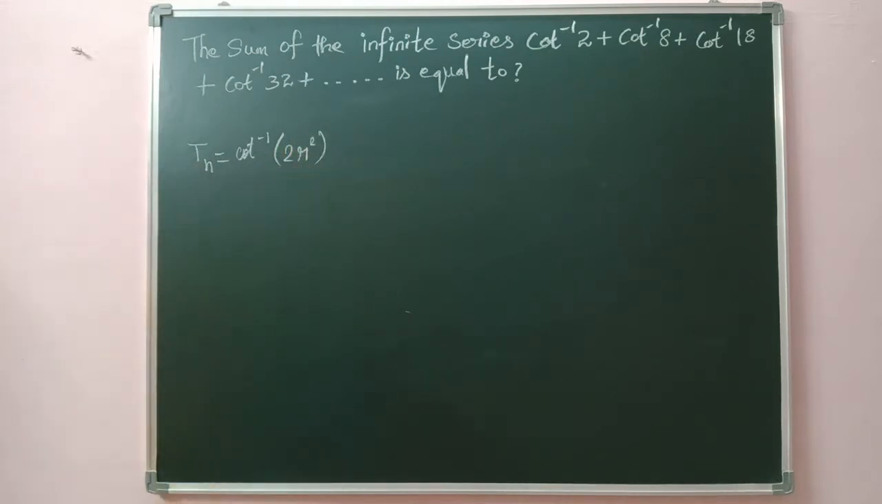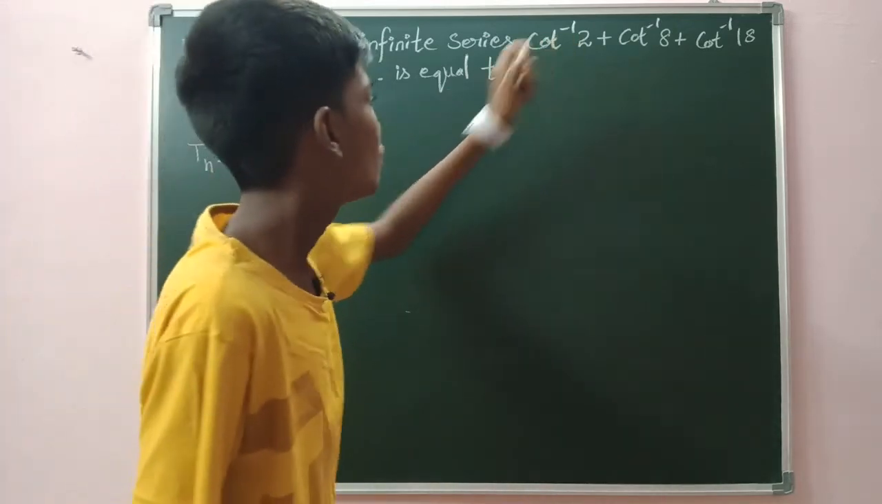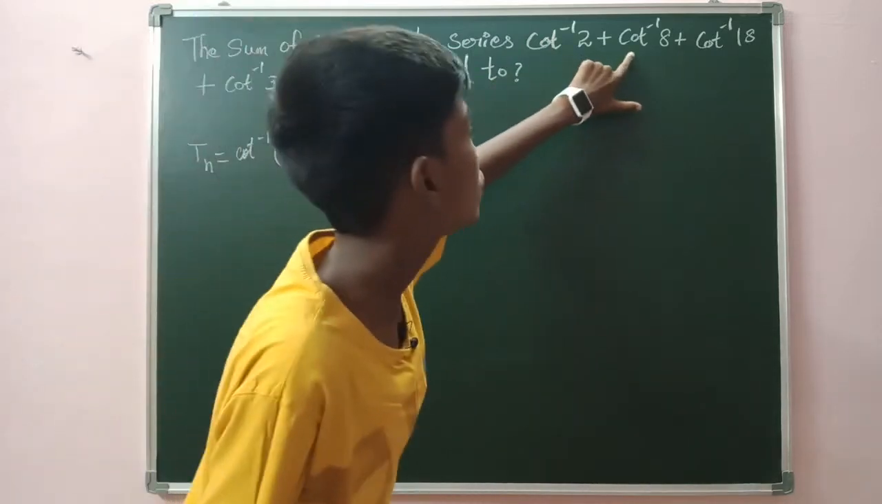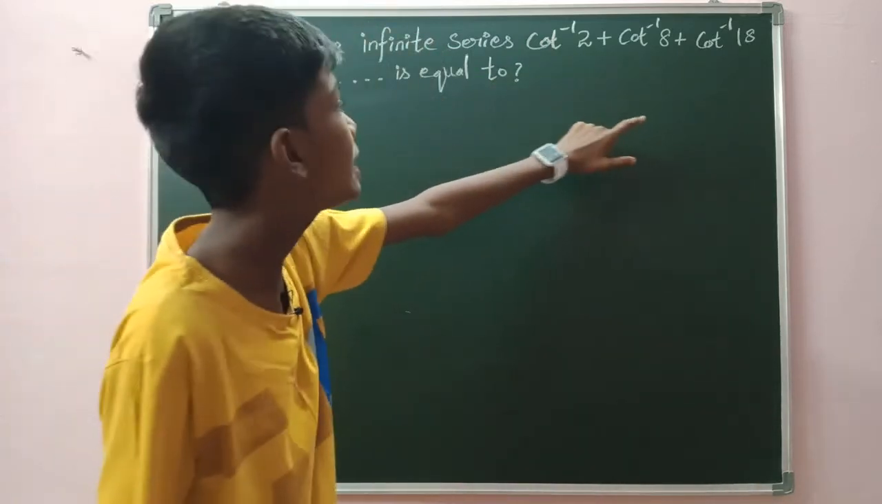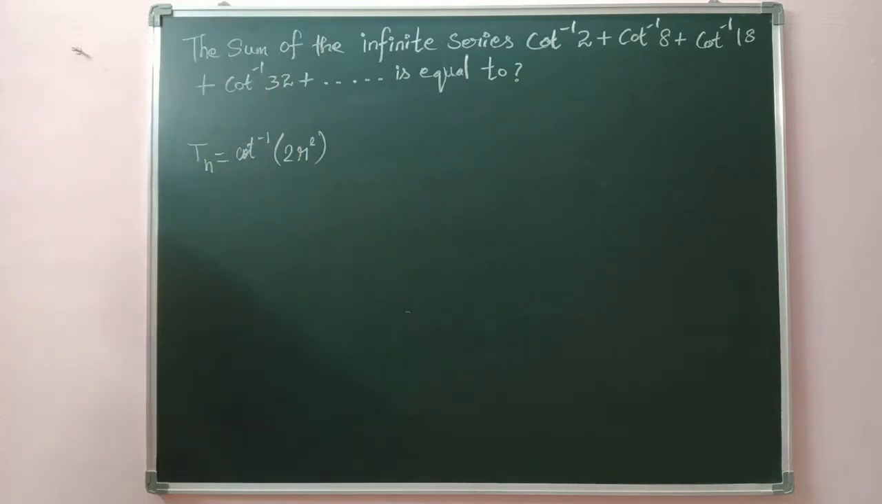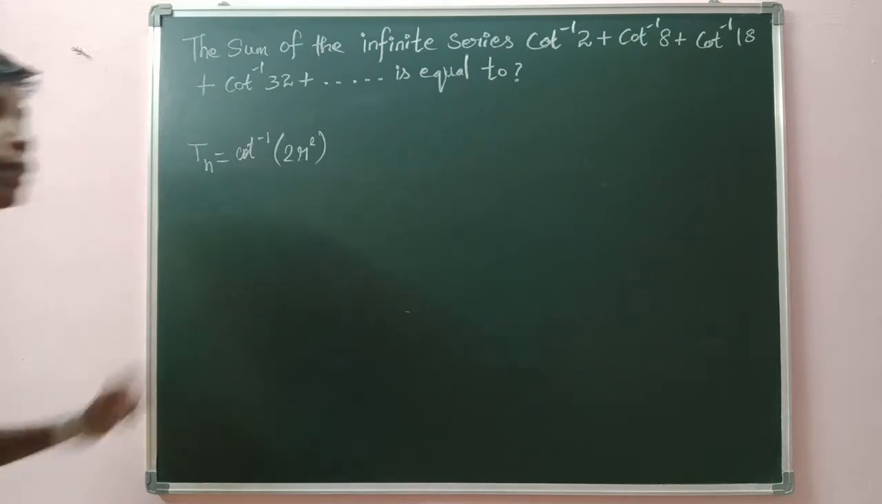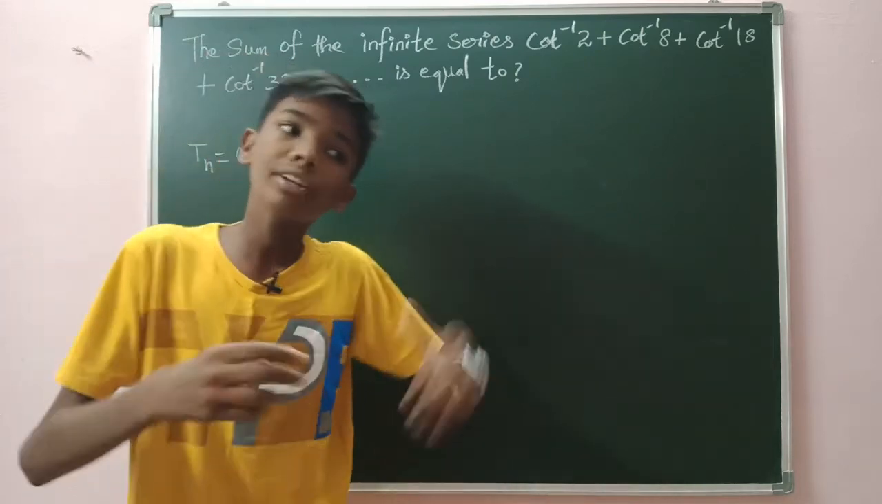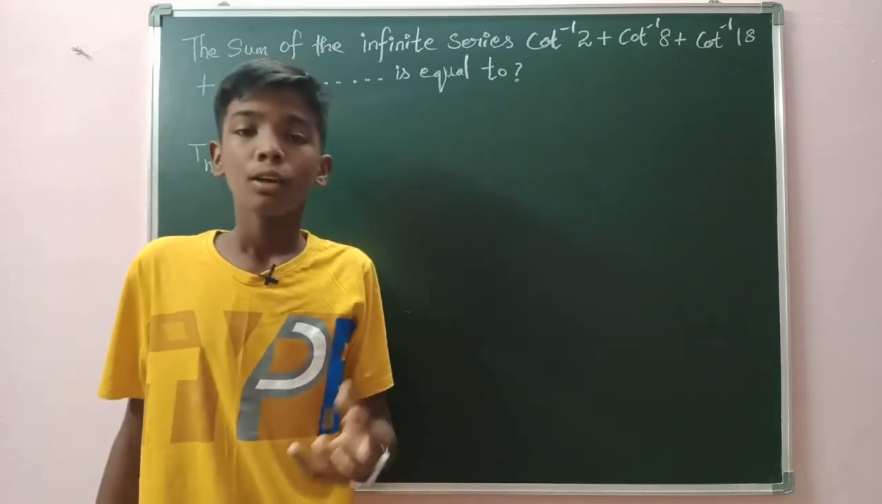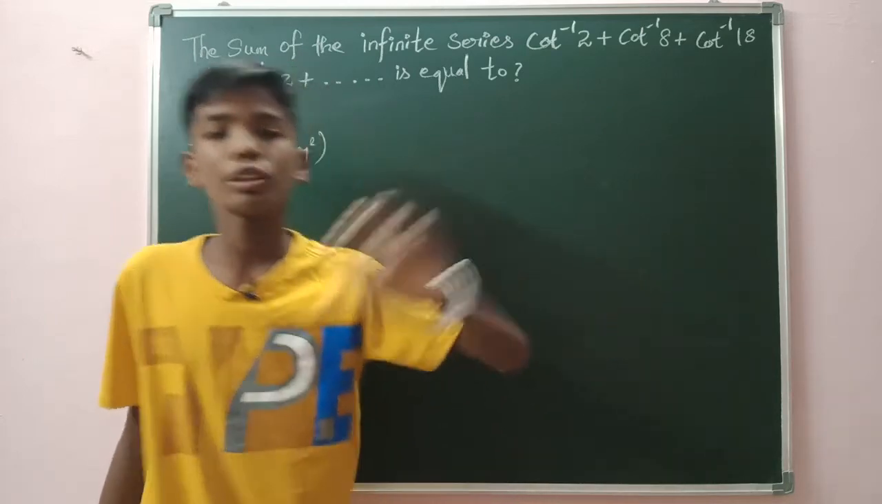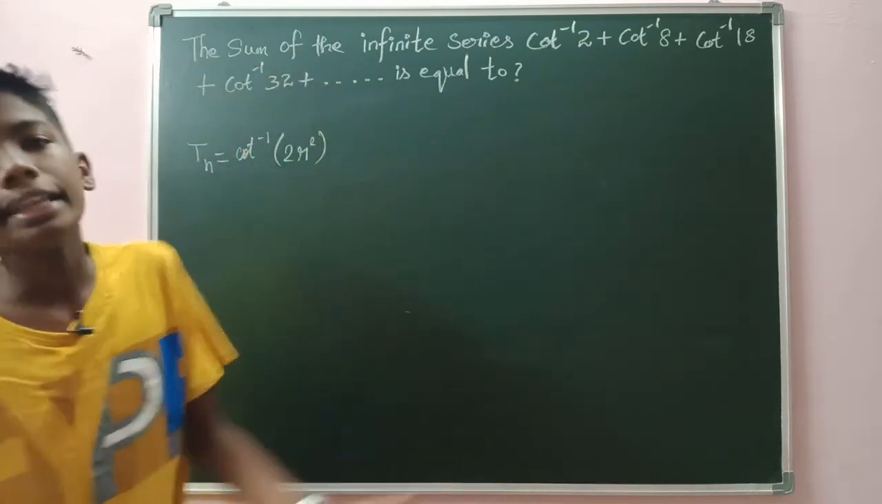Just try to observe the inside term, because when you put r as 1, you will get cot inverse of 2. When you put r as 2, you will get cot inverse of 8. When you put r as 3, you will get cot inverse of 18, and it keeps on going. That's how you choose the general term of a particular series. So here the general term is cot inverse of 2r square. Now after this, you need to make some changes in your general term. After doing all those changes and manipulation, you can go ahead with sigma notation of your general term and finally you will get the answer.